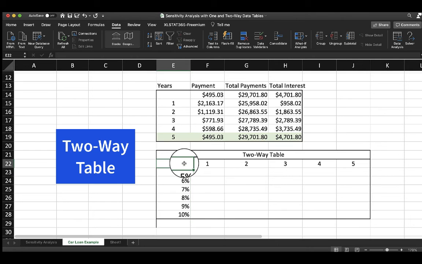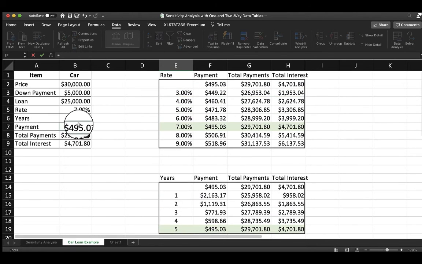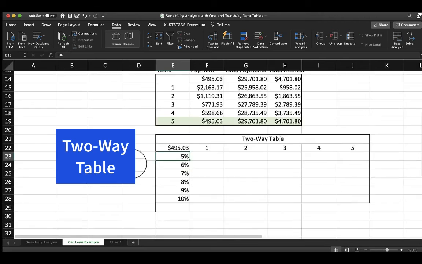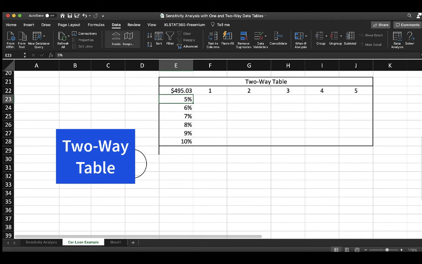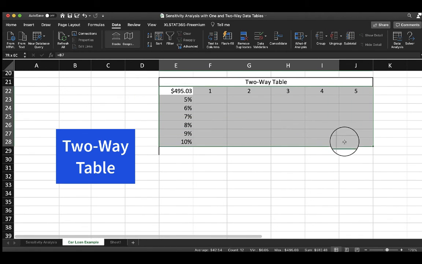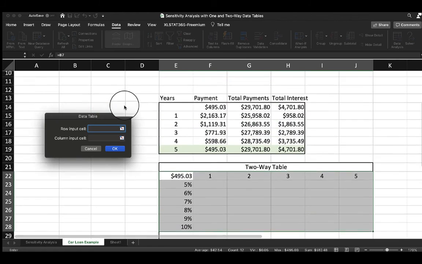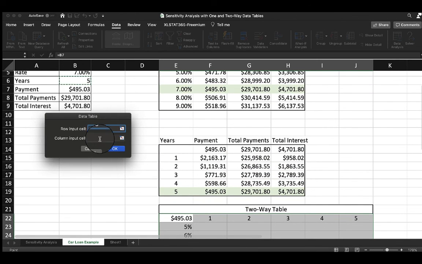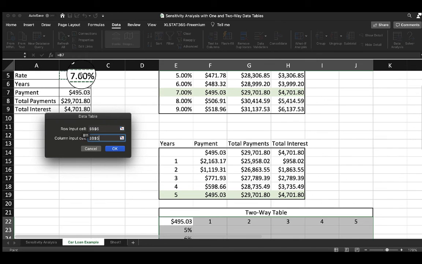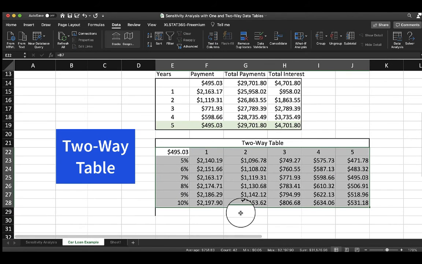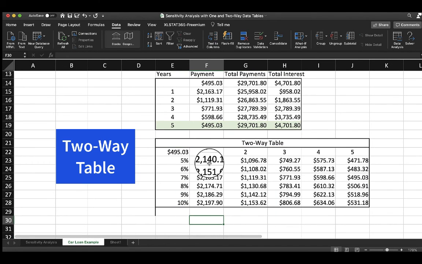Now in this cell I'll type the payment, that is 495. Now I'll apply the two-way table here. I'll first select the cells, then I'll go to what if analysis and select the data table. In row input cell I'll input years. In column input cell I'll put rate. Okay, now you see the effect. I can get, for 1 year at 5%, this is the payment that I have to pay, and so on. So here you see the resulting output.